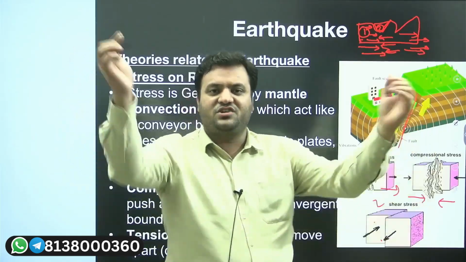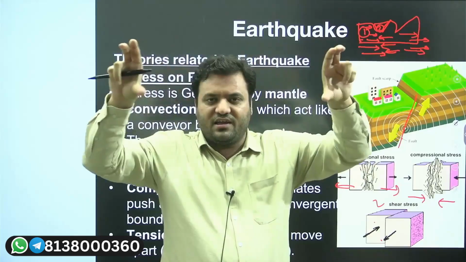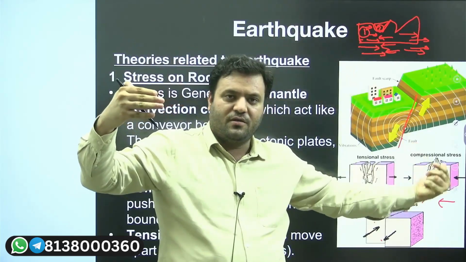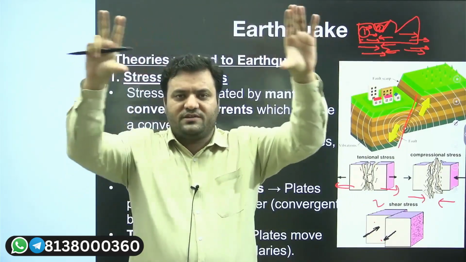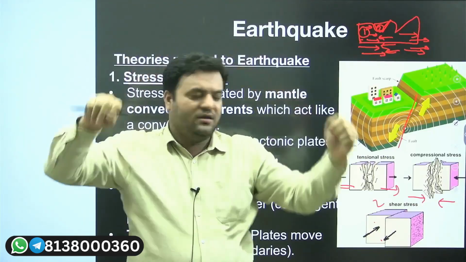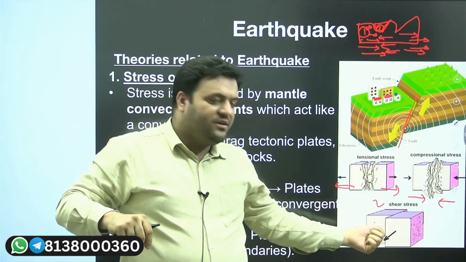If mantle convectional currents are operating in this way, the rock blocks which are here will also have a tendency to move towards each other, compressional forces. If the mantle convectional current is diverging, the blocks which are there will also have a tendency to move away from each other. We'll have what? Tensional stress or tensional forces, and we'll have a shear stress.